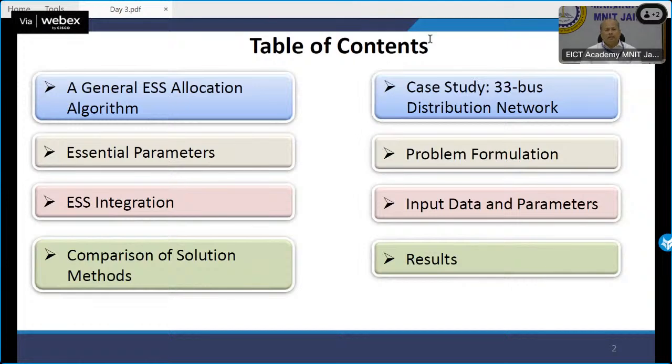And then we'll take a simple distribution network to test. I'll be very happy if you can simulate your own distribution network wherever you belong to. But we have simulated a 33-bus distribution network, which is common and standard, available in the public domain. Then I'll talk a little bit about problem formulation, input data parameters, and finally, the results. So today we'll be solving an interesting problem in the next 30 minutes.